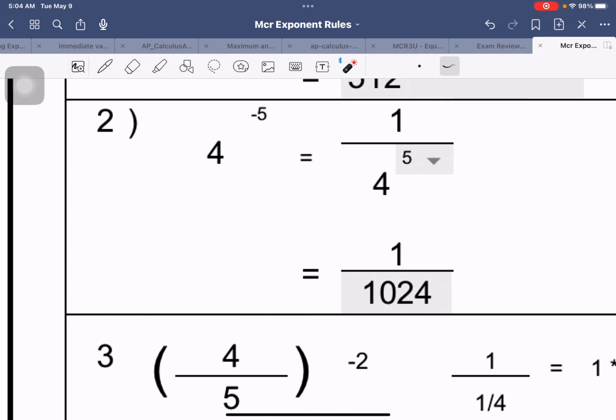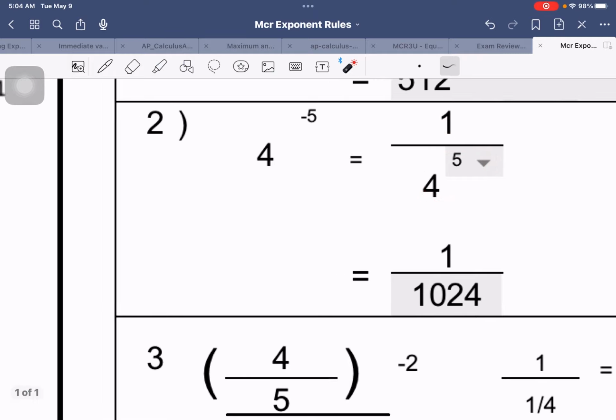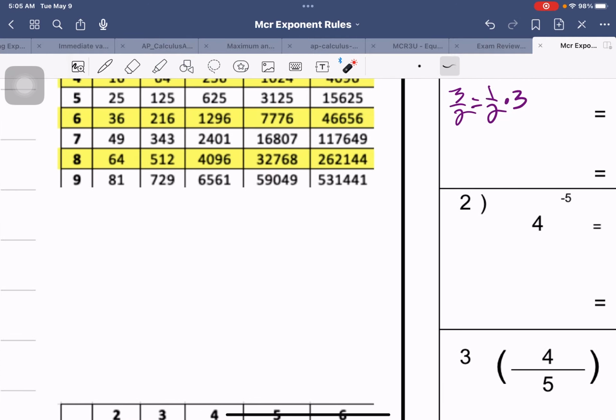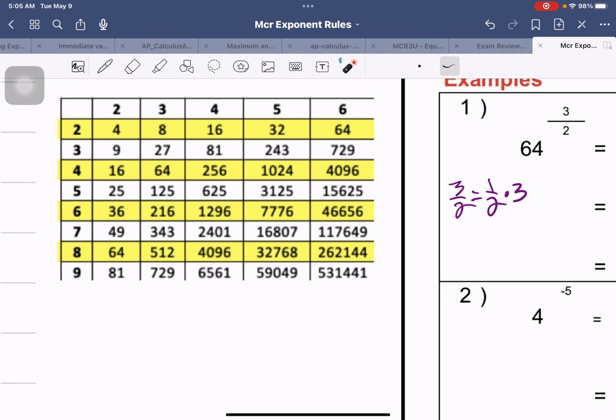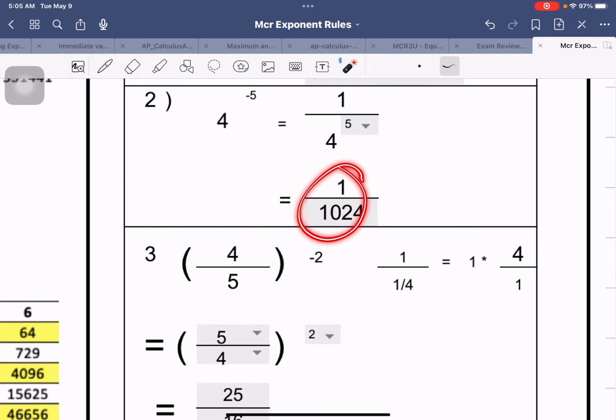4 to the exponent -5. What do negative exponents indicate? They indicate division. So we just take 4 to the exponent -5 and recognize that we have 5 factors of 4, but they're involved in division. They appear in the bottom. So it's 1 divided by 4 to the exponent of 5. I can go over to my chart. 4 to the exponent of 5 is right there. Base is here, exponent is there. So that's 1024. So 1 divided by 1024.